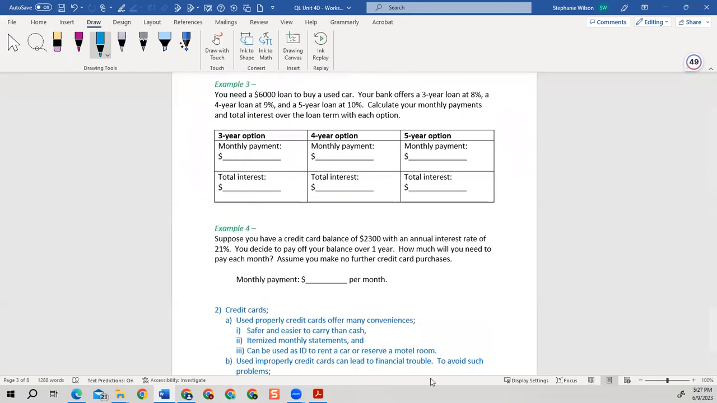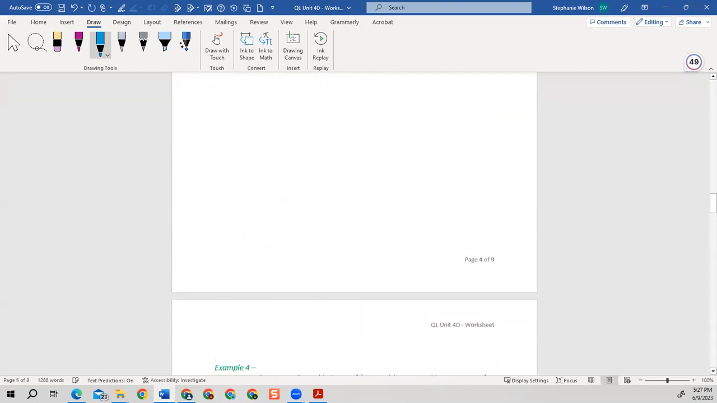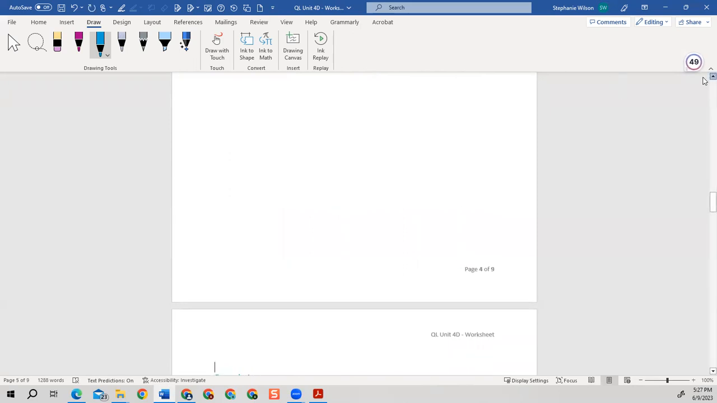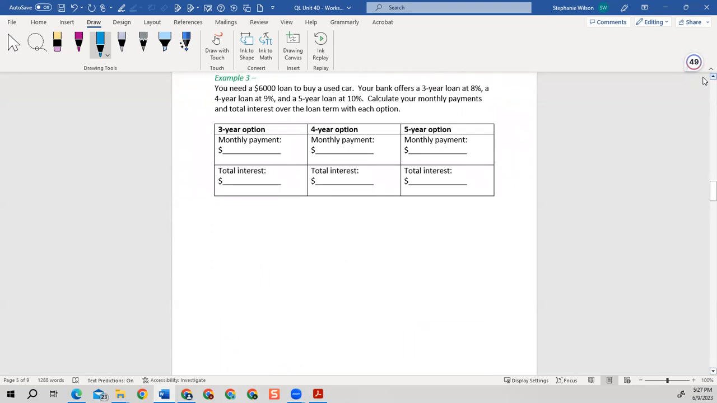The next example says you need a $6,000 loan to buy a used car. Your bank offers a 3-year loan at 8%, a 4-year loan at 9%, and a 5-year loan at 10%. So I'm going to highlight these things so I don't lose it. So 3 is 8%, 4 is 9%, 5 is 10%. So it wants to know what's your payment and your total interest.